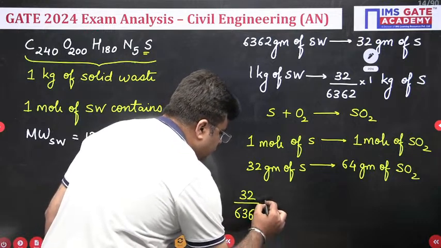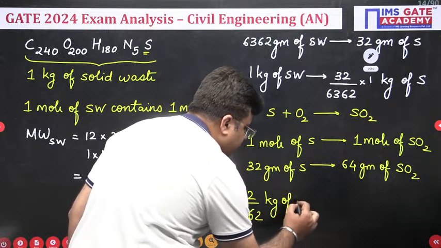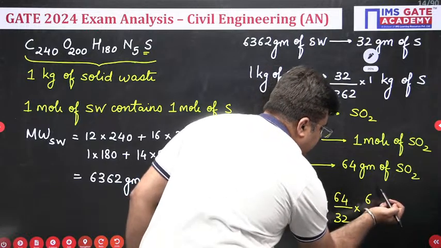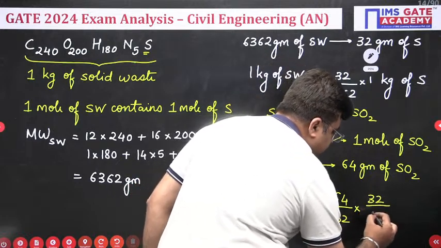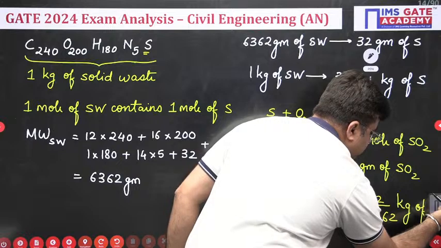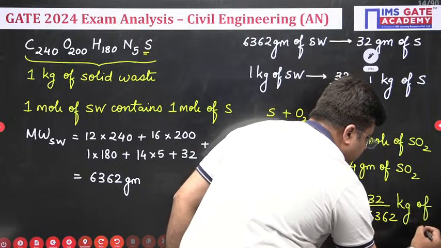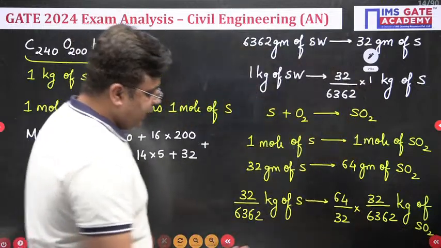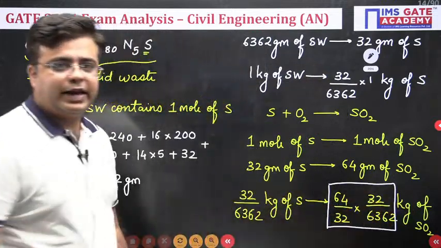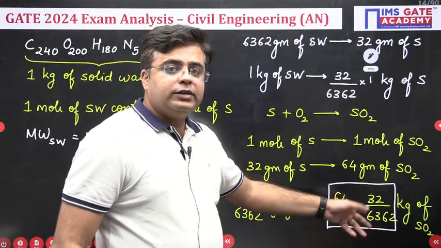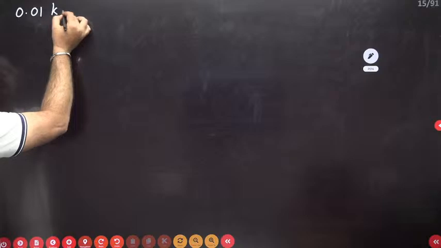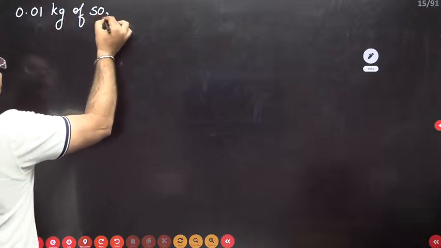So 32 by 6362 kg of sulfur will release 64 by 32 into 32 by 6362 kg of sulfur dioxide, SO2. You need to just calculate this, and this weight will come out in kgs, but you have to report the answer of SO2 released in grams. So just solve this. This will be like 0.01 kgs of SO2 will be released.